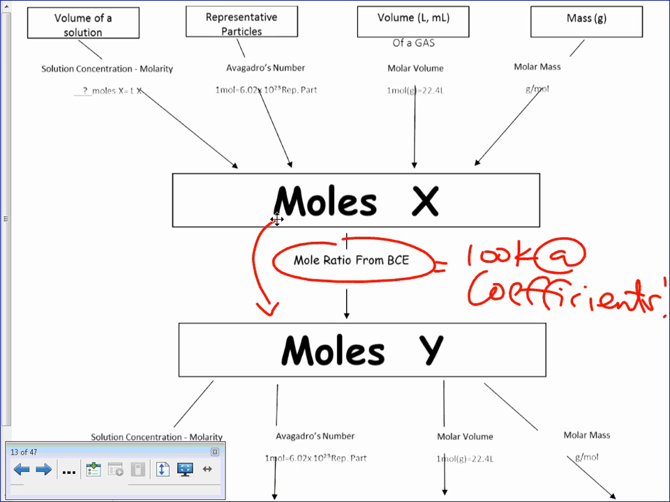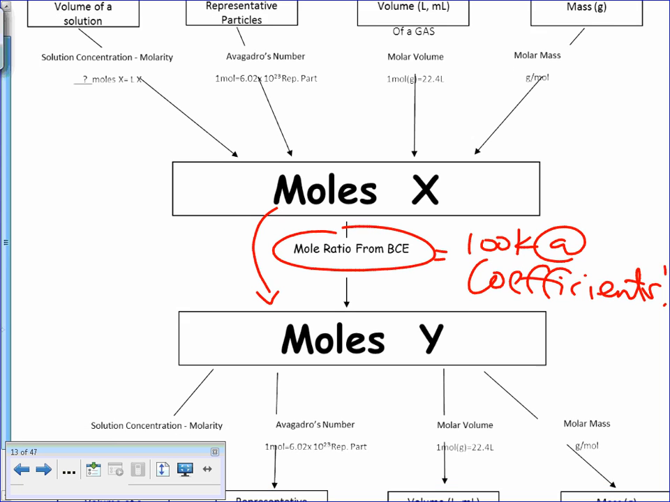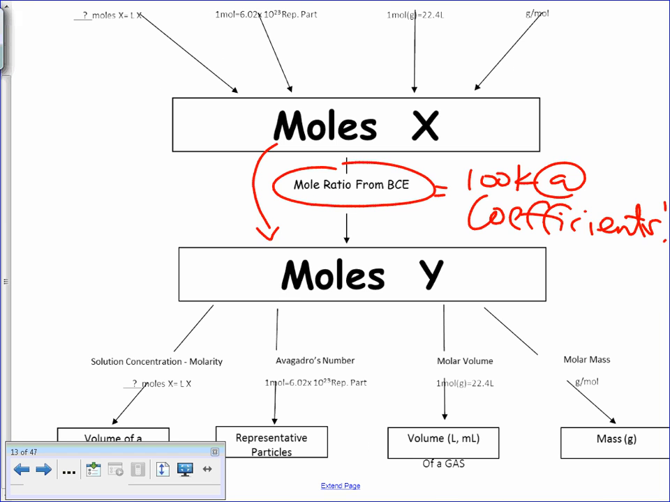But once you get to moles of that one thing and get to moles of that other thing by using your coefficients, then you can get to anything else from moles. I can easily ask you to find grams of the product made, or particles of the product made, or volume of the product made. It's easy to go back and forth when you have this bridge. The bridge is the coefficients from the BCE.